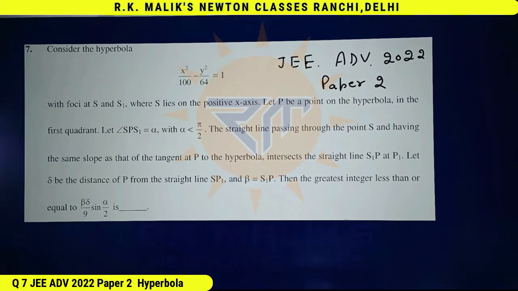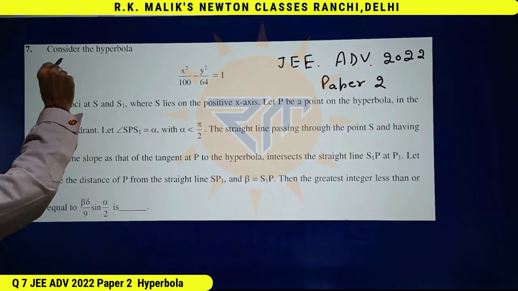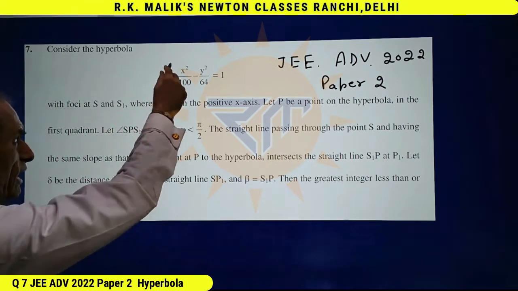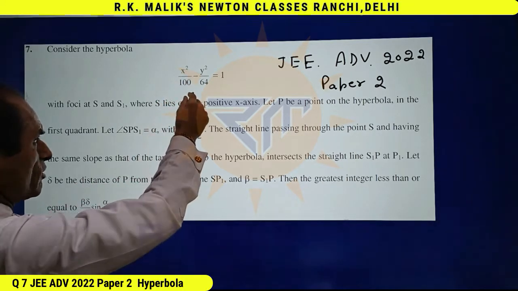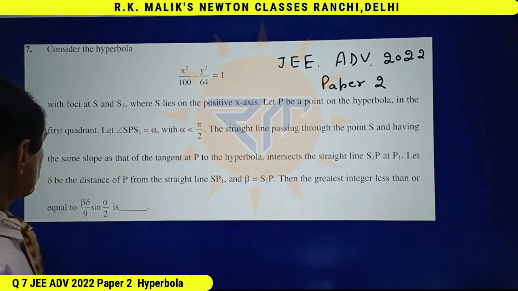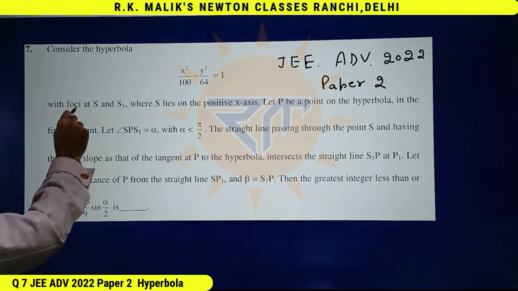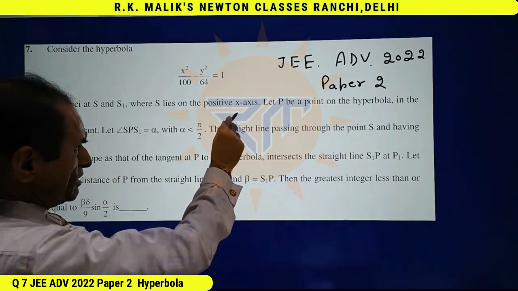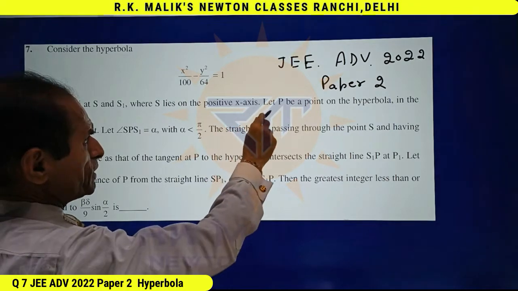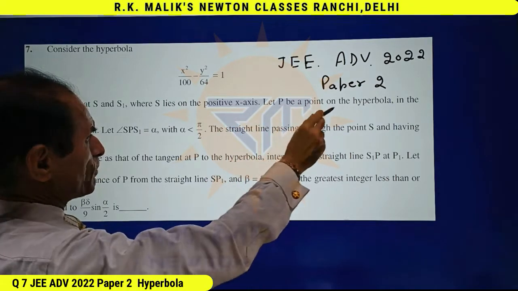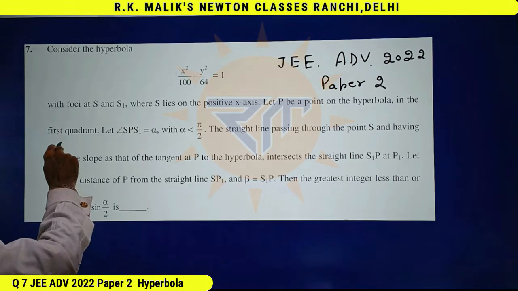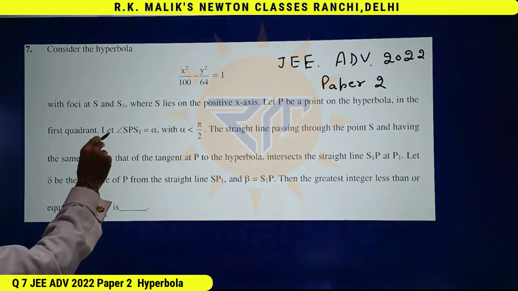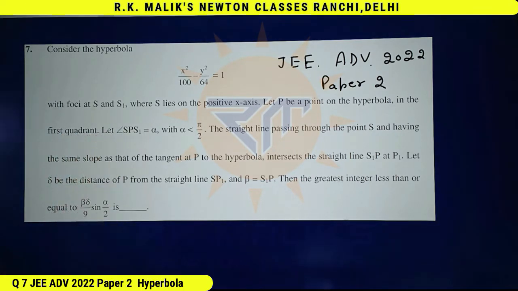In this question, it is given that consider the hyperbola x square upon 100 minus y square upon 64 equal to 1 with foci at S and S1 where S lies on the positive x-axis. Let P be a point on the hyperbola in first quadrant such that angle SPS1 is equal to alpha where alpha is less than pi by 2.